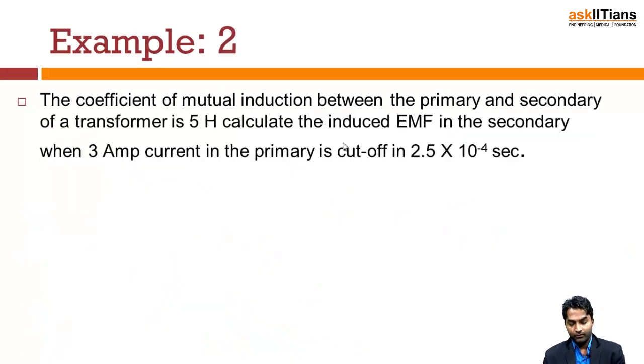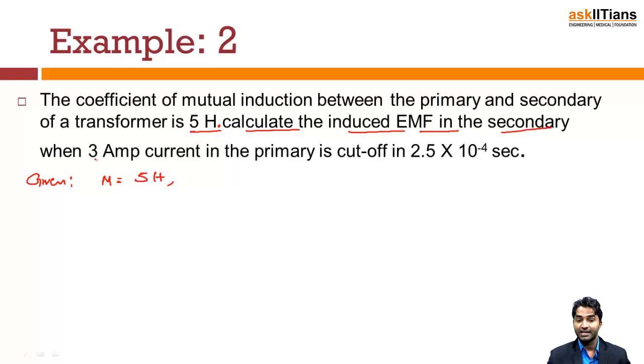Similarly, we will follow the second question. The coefficient of mutual inductance between the primary and secondary of a transformer coil is 5 Henry. So we note down that M is equal to 5 Henry. We have to calculate the induced EMF in the secondary when the current in the primary is 3 ampere. The time is given as 2.5 into 10 to the power minus 4. They are asking what the EMF is equal to.